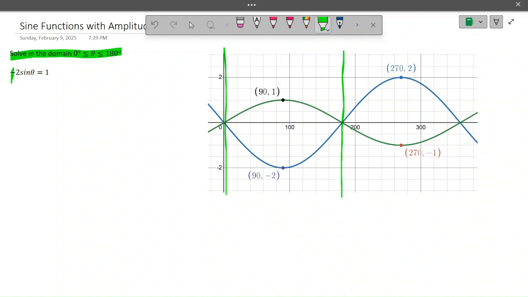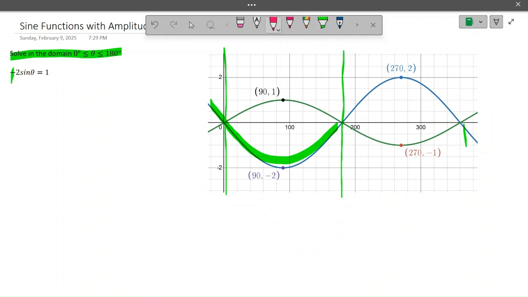Without adjusting this, I noticed that my blue graph, which is the graph of negative 2 times the sine of theta equals y, doesn't have any positive 1 values, right? Because this is the graph between 0 and 180 degrees. So that's something we need to think about. We're going to talk about that more later.